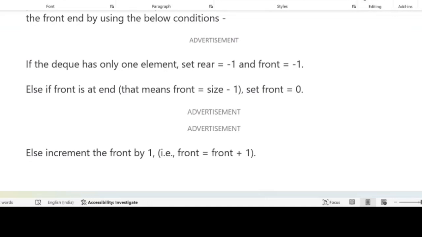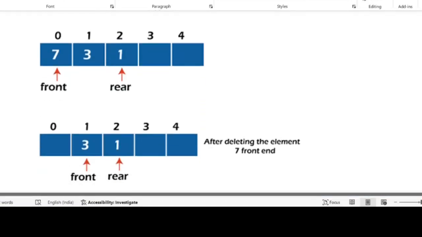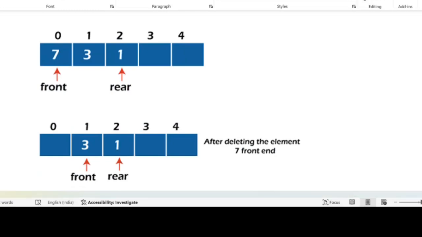Else, if front is at the end, that is size -1, set front to 0. Else increment front by 1. So these are the things you need to look at when you are deleting elements. In this example, you can see that front is at index 0 and rear is at index 2. At the front there is a 7 and at the rear there is an element 1. If I use delete front, then that 7 will be deleted and front should be incremented to index 1, right?